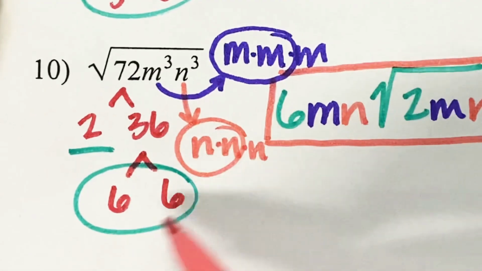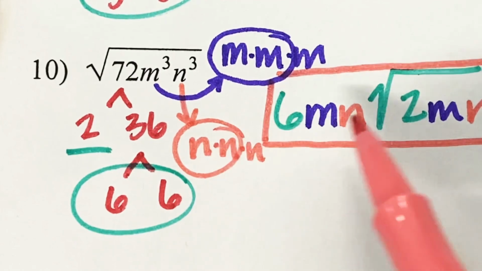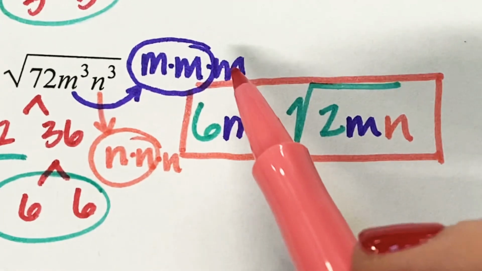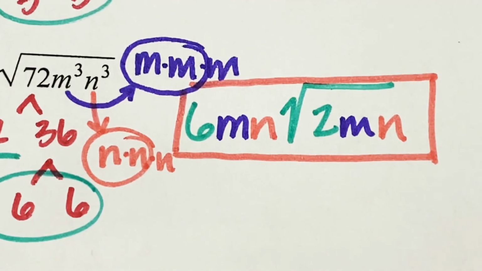Okay, the 6 got to couple up and leave. One couple of m's got to leave. One couple of n's got to leave. And 1m and 1n left over.